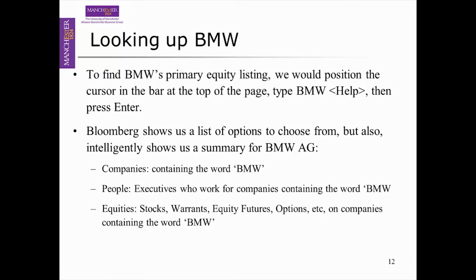Likewise, to find BMW's primary equity listing, we would position the cursor in the bar at the top of the page, type BMW Help, and then press Enter. Bloomberg would then show us a list of options to choose from, but also intelligently shows us a summary for BMW AG, the main company.